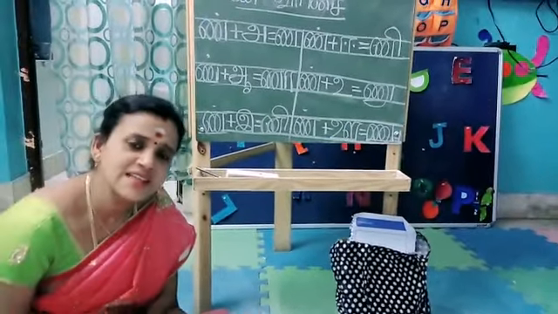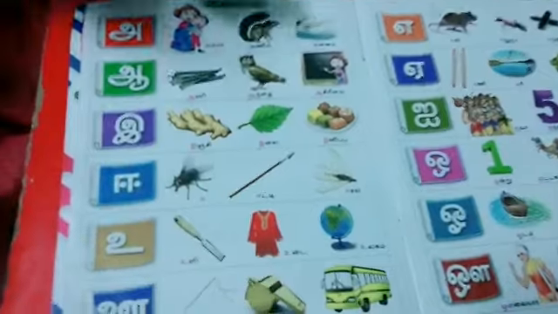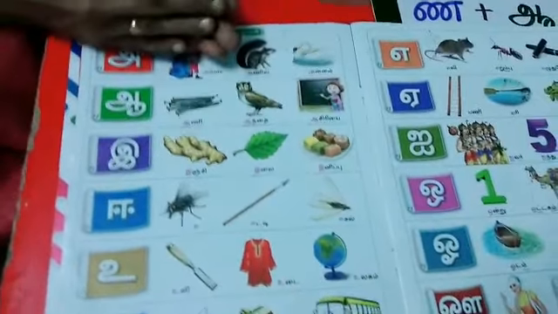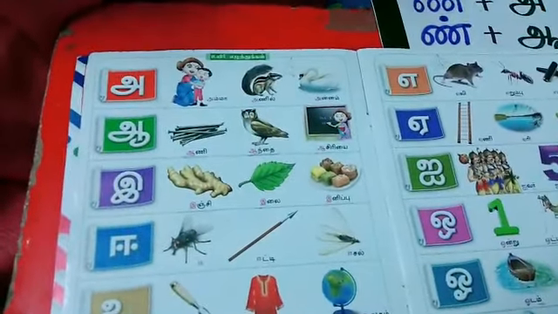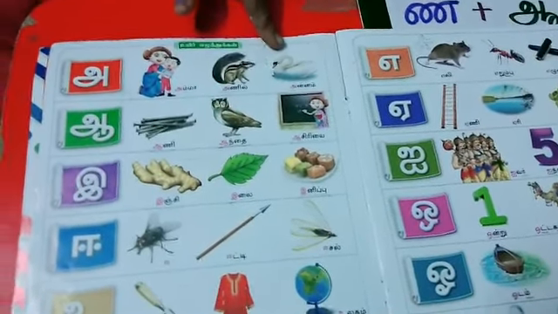Okay kids, next let's move on to Tamil class. In Tamil class, let's revise the உயிரெழுத்துக்கள் one time. A to U. Okay kids, A, Amma, Anil, Annam.